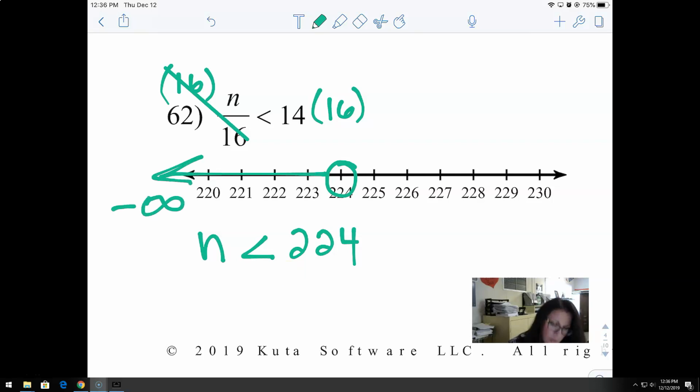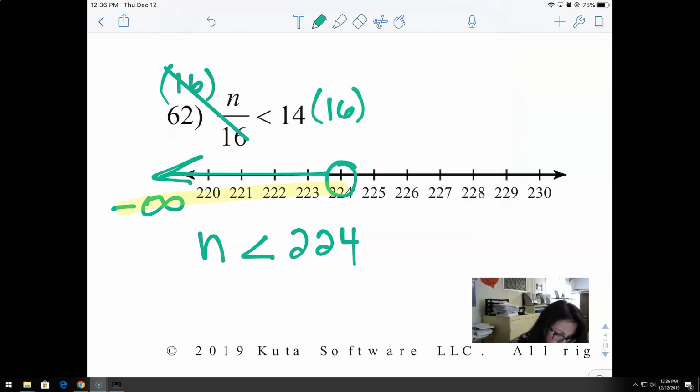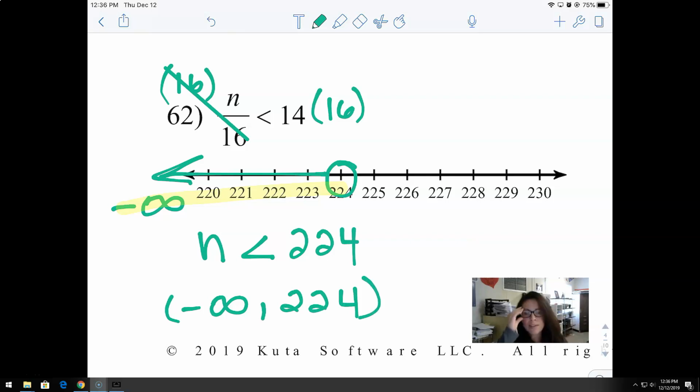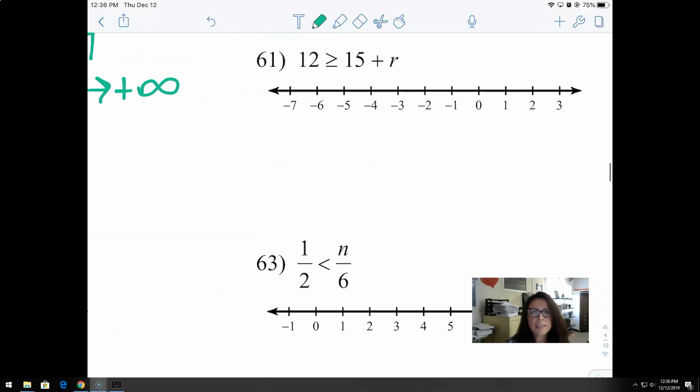So to write this in interval notation, I write from least to greatest, left to right. So from the furthest left, I have a negative infinity symbol all the way to 224, which is also a parenthesis.